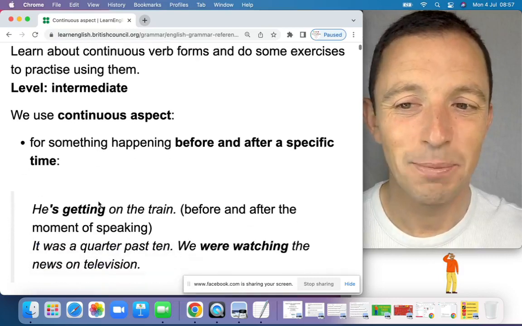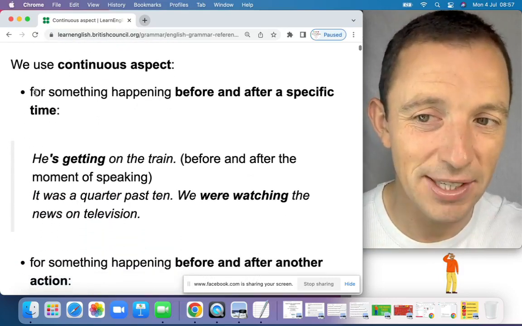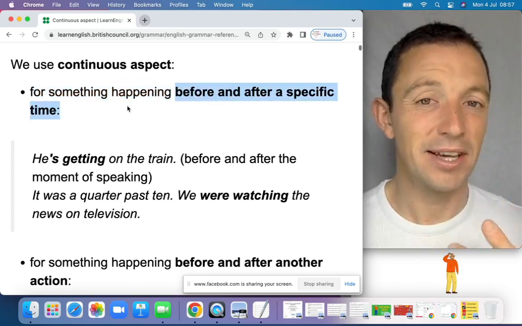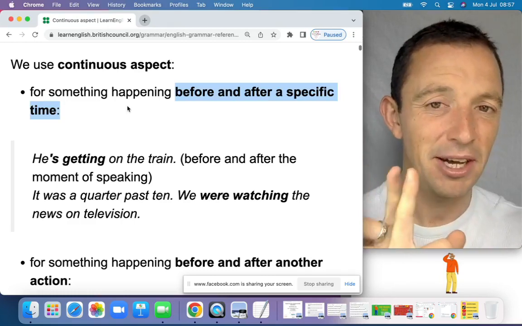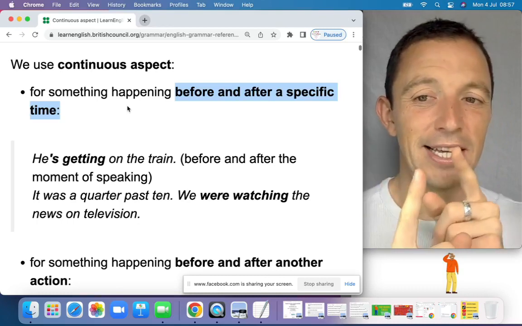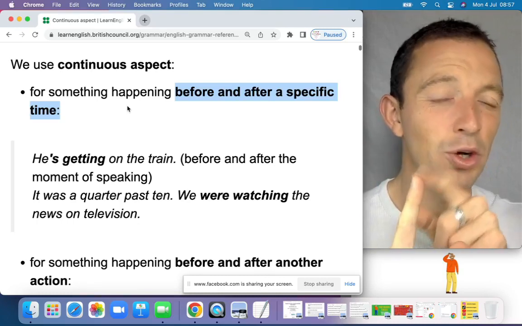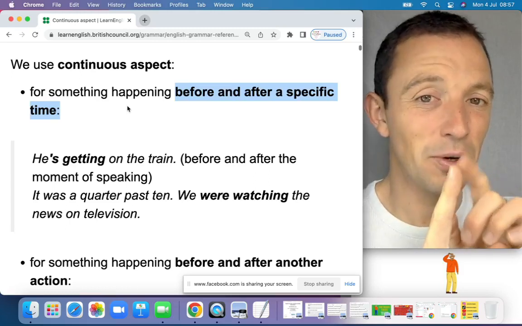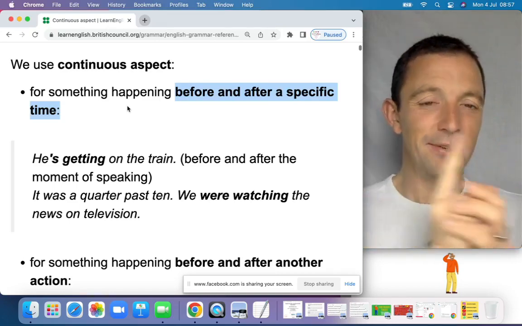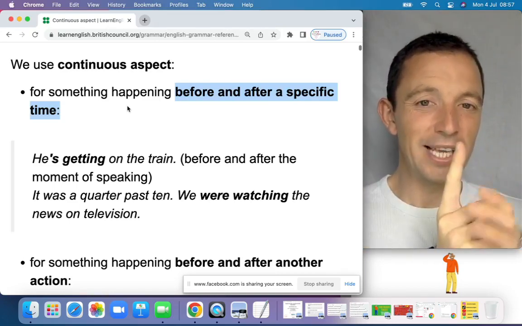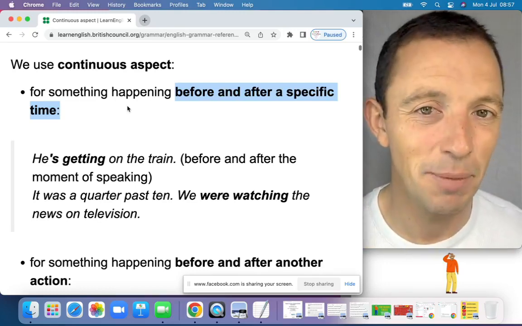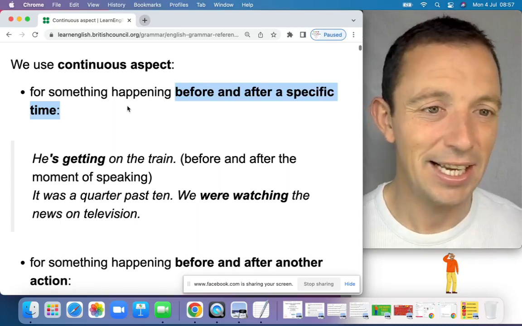Okay, so let's begin. We use the present continuous for something happening before and after a specific time. So before a specific time, and after a specific time, the same action, this is the continuous. The specific time could be in the present, the past, or the future. So any moment in time, the continuous is the action before this moment and after this moment. Okay, and that is the concept of the continuous tenses in English.